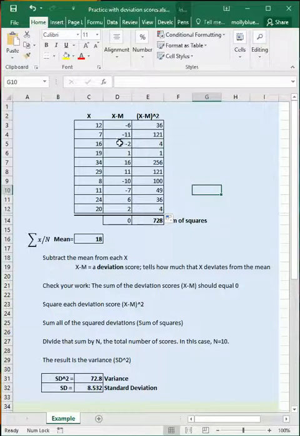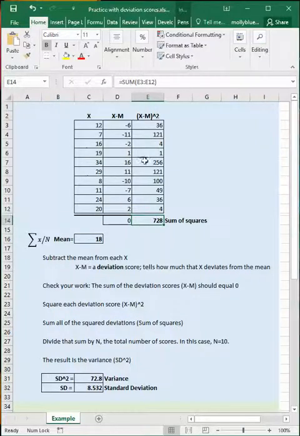The square of minus 11 is 121, the square of 1 is 1, etc. This cell is the sum of the squares. These are the square deviations. We want to sum them up, and this is the sum of the squares. Now that term might not mean a lot to you right now, but we're going to use it a whole lot in the future, so keep in mind what it is. It's the sum of the squared deviations. We got 728.